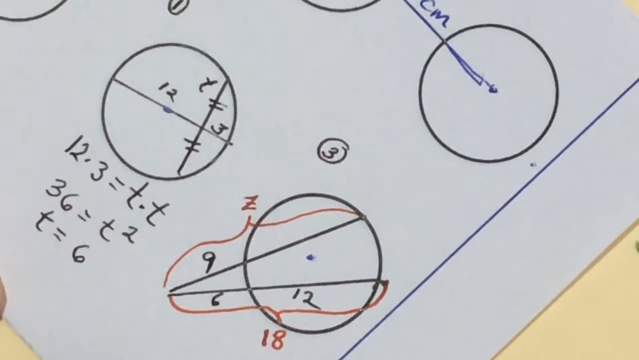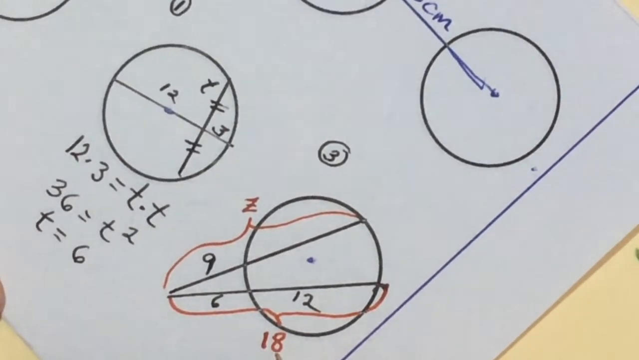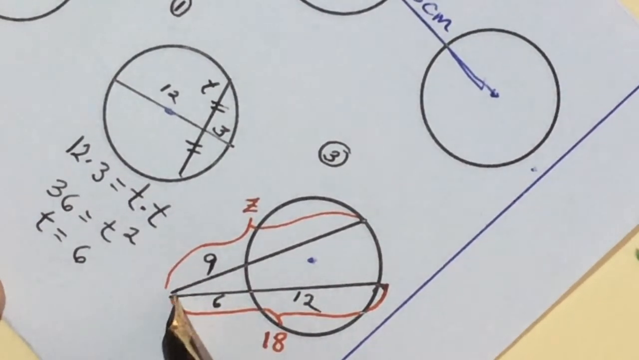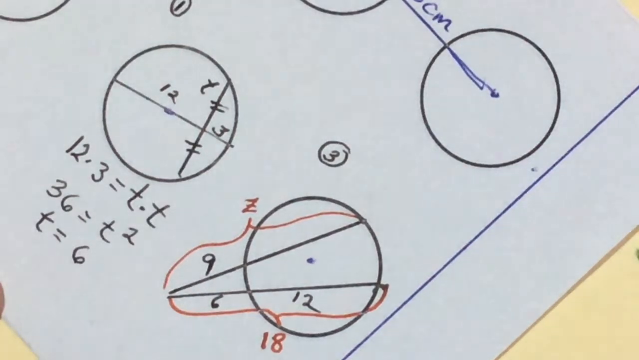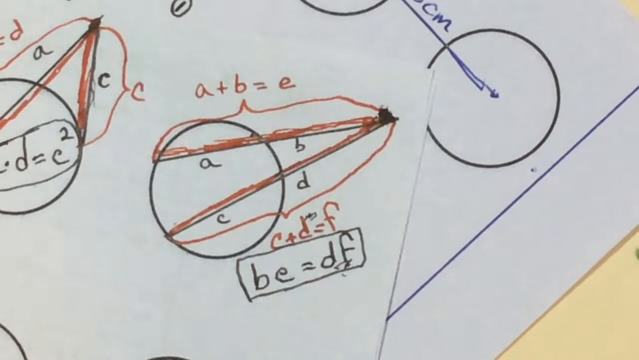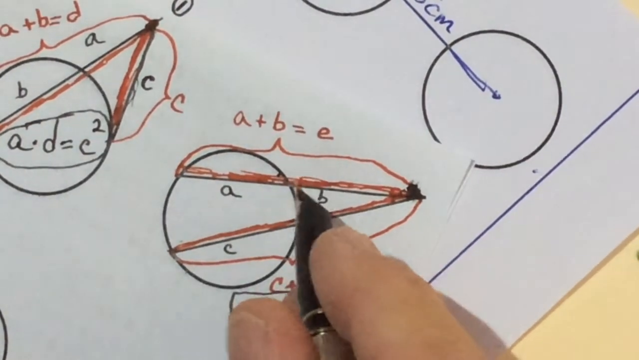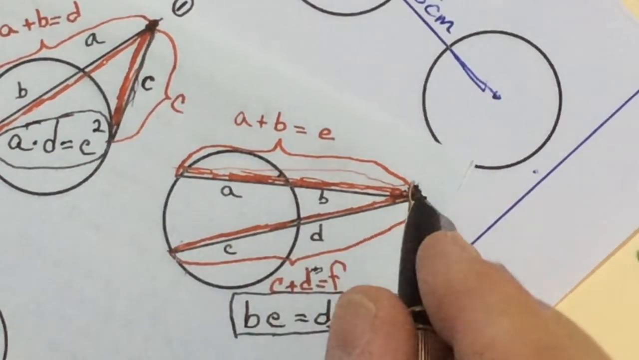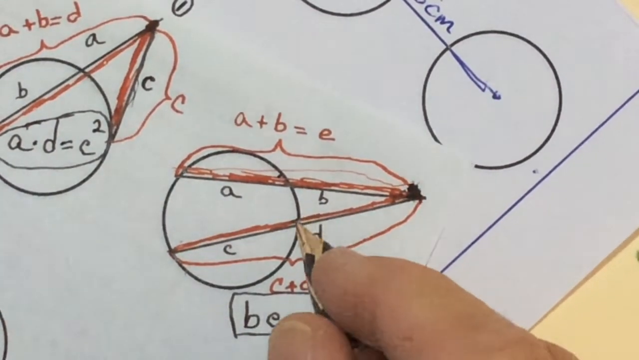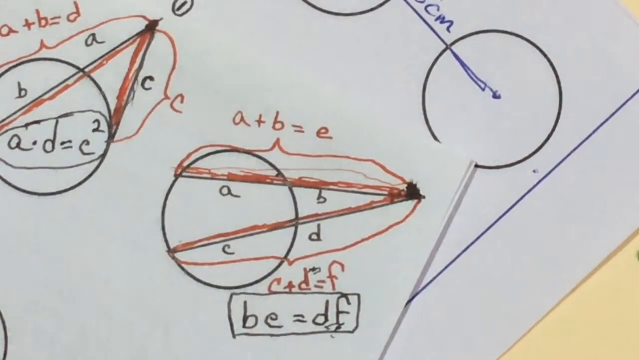Here's the deal with this. You'll notice that I've added something here. 6 plus 12 is equal to 18. That's the distance from here all the way to here. And what we know from this part of our resource page is that the distance from here to here times the distance from here all the way to here is going to equal the distance from here to here times the distance all the way from here to here.